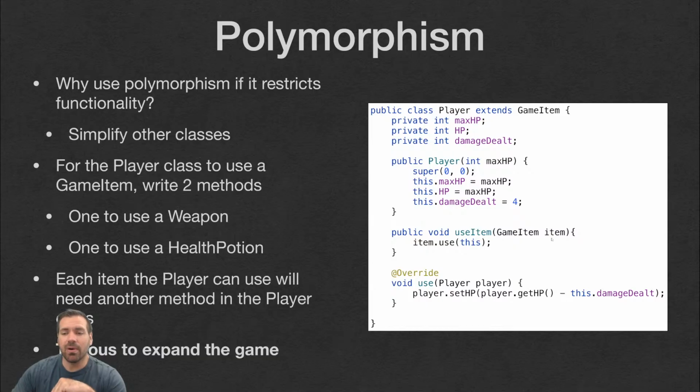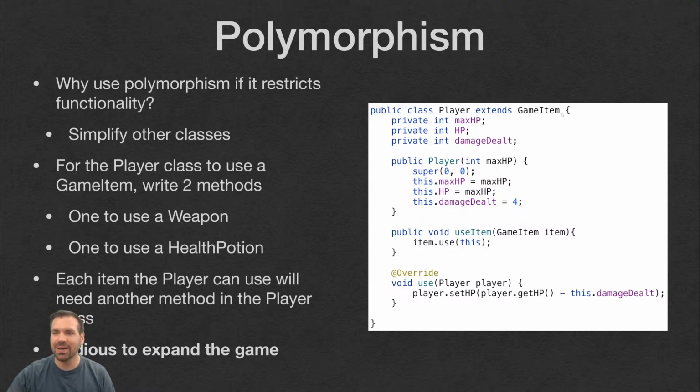So this is the strength of polymorphism. You simplify other classes. You write a use item method that takes any game item. This method can be called with weapons and health potions and any other game item that we come up with. It can be used with all of those, even game items that don't exist at the time that we write this method. We come up with a new game item later in the future. We don't have to update the player class because the player class is just working with game items, not specific item types. It just works with any game item. Anything that extends game item works with this method. This makes it so much easier to write our code.